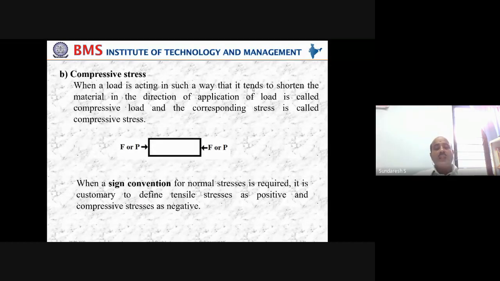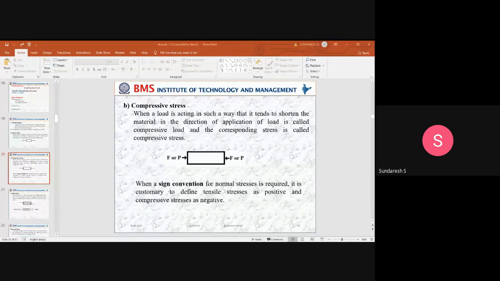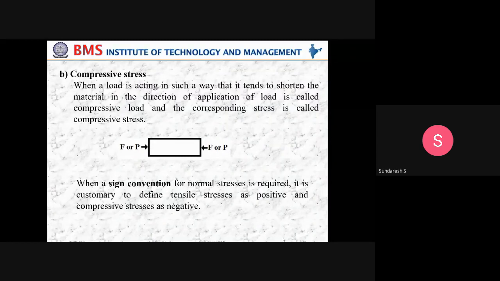Right. The second one is what we call compressive stress. It is quite the converse of tensile loading. Here, first we will define what a compressive load is. Then we will define what compressive stress is and what the effect of a compressive load is.